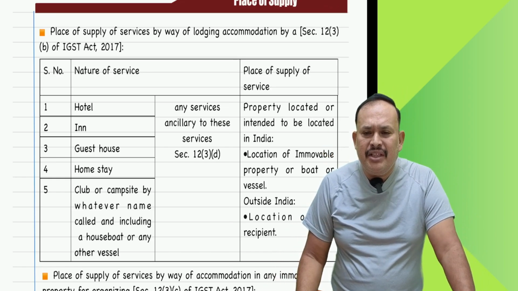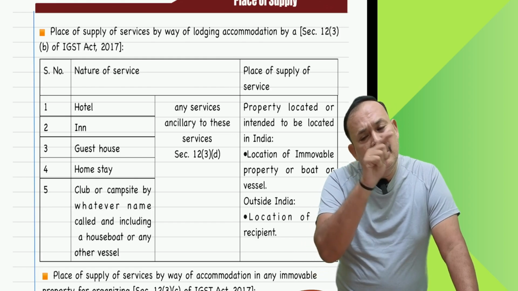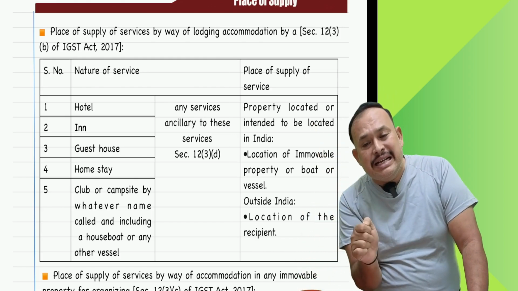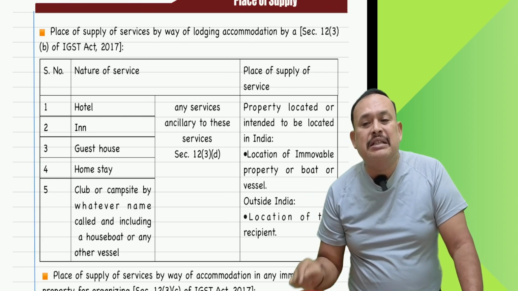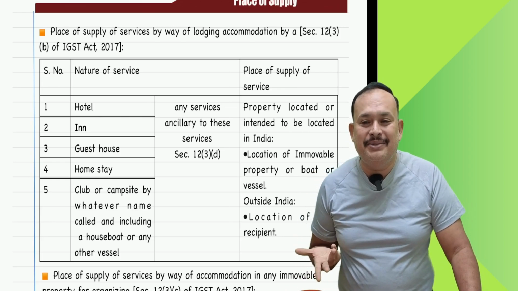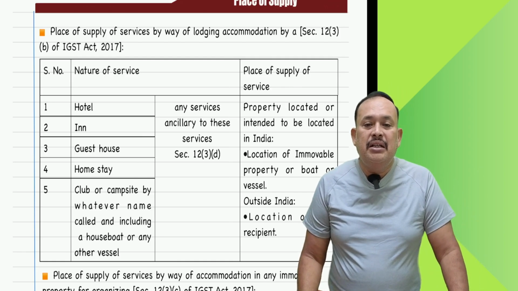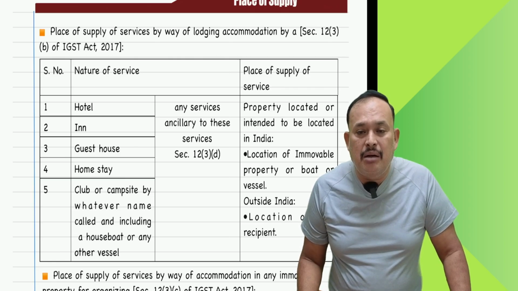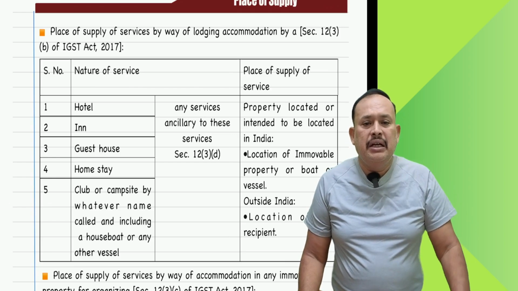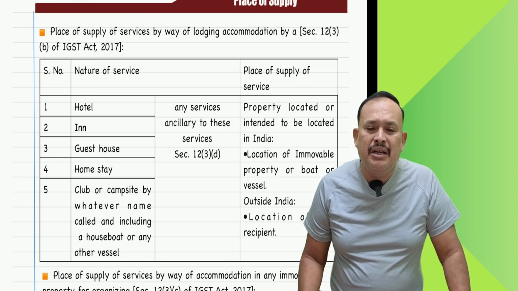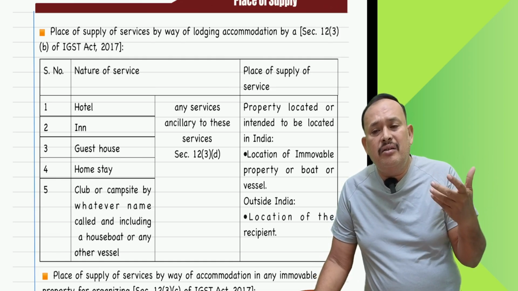Suppose the recipient is from Chennai, the supplier is from Kashmir, but the boat is located in Sri Lanka. Then the place of supply goes to the location of the recipient, namely Chennai. This applies in the case of services by way of lodging accommodation: hotel, inn, guest house, homestay, club, campsite, whatever name called, including a houseboat or any other vessel.